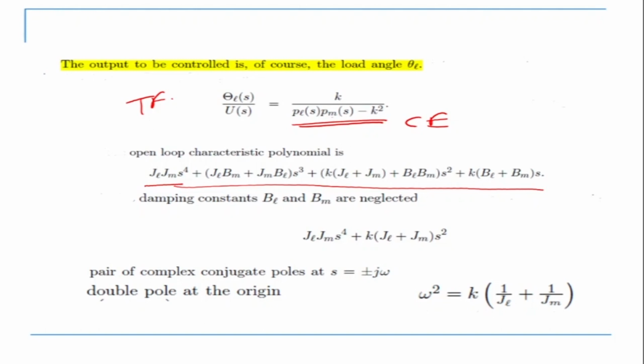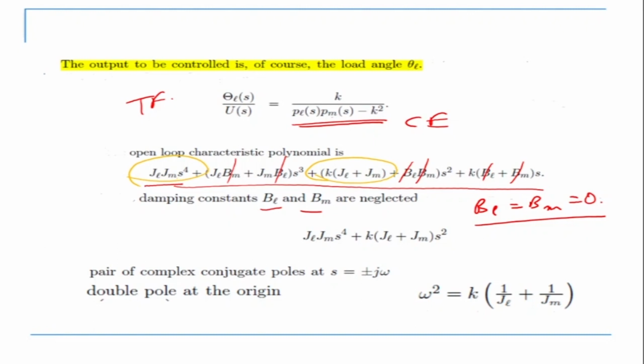So now we need to see if there is anything else we can figure out from here. What we can do is say that BL and BM are neglected. BL equal to BM is damping, which is very small. So BM and BL I cancel from here. BM is cancelled, BL is cancelled. If I do that, what we are left with is only this term and this term.